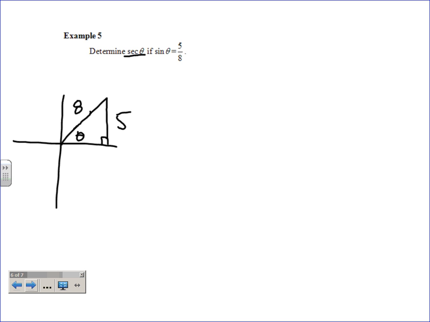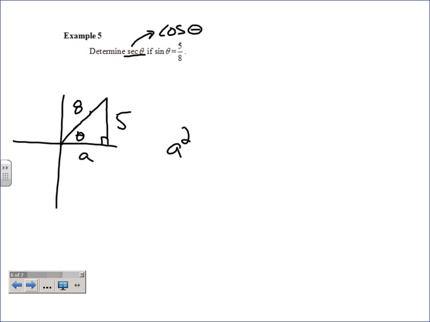Now I'm being asked for secant, so I should probably look for the one that goes with secant, so I should look for cosine. And if I can find cosine's answer, I can just flip it over, right? Do I know cosine yet at this time? No, I need adjacent. If I had adjacent, I'd have it, right? Okay. So how are we going to find that? Well, we'll just call this, I don't know, what do you want to call it? A? I don't know. A.